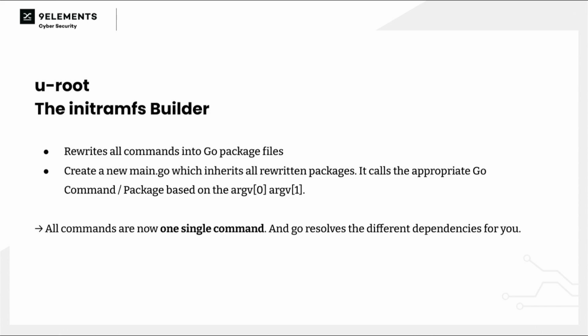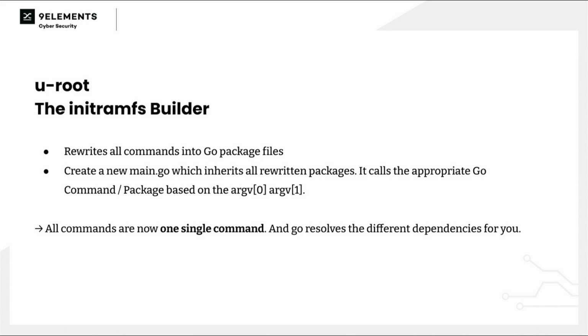So I can build that all together, and what U-root does is it takes all the individual commands, like cp and dd and so on, copies them into a temp folder, and rewrites these commands into Go packages. And then it creates a new main Go file and compiles everything together. Now when you're calling that newly compiled single binary, we distinguish what command should be executed based on the arguments that you're actually putting in.